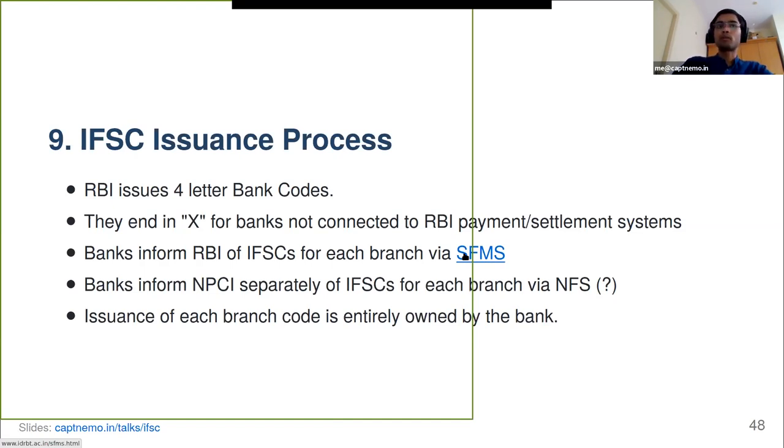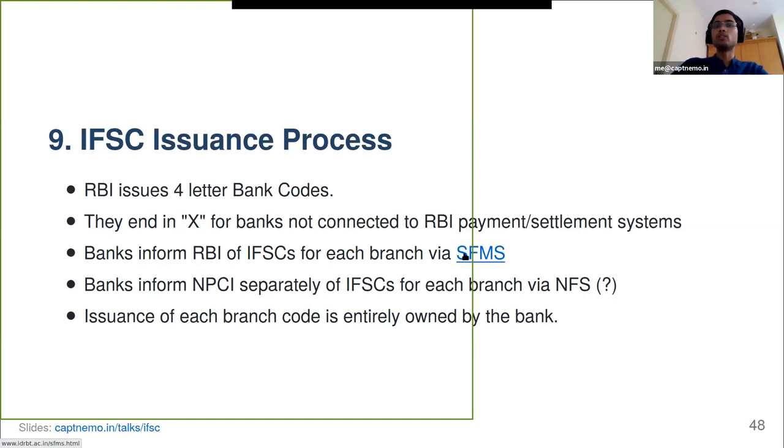Independently of this entire process, banks can inform NPCI of each and every IFSC they have via NFS, which is the National Financial Switch. They have different other mechanisms for different sources. For example, with UPI, UPI internally has this registration happening for each and every bank. When you get onboarded, you have to provide your handle, and the list of handles is present over a metadata call and so on. But basically, each bank can inform NPCI, independently of whatever RBI has issued them, about each and every IFSC they support.